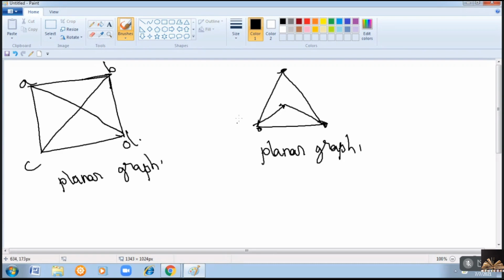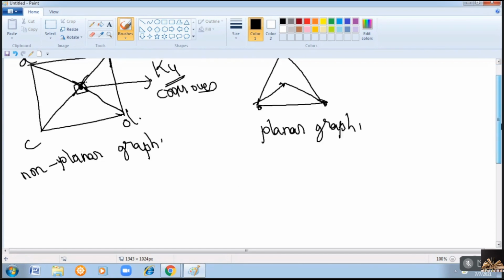Here, this is your complete graph K4, right? In this K4, you have an edge crossing. This is your crossover point. These two edges are crossing each other at this point. So it is a crossing. When there are edge crossings, we'll say that it is non-planar.